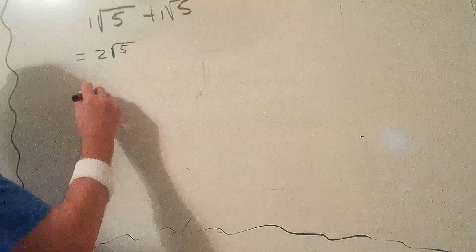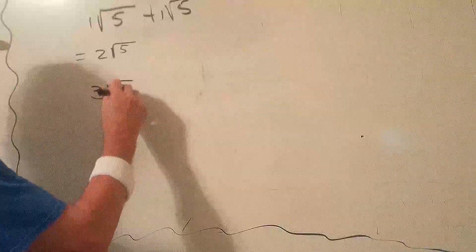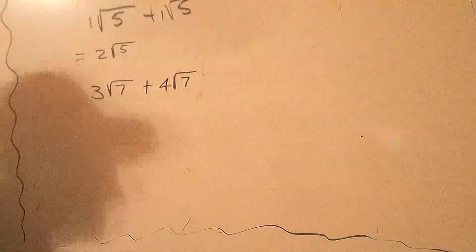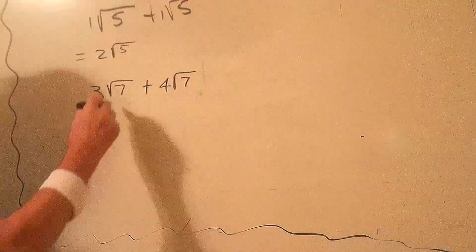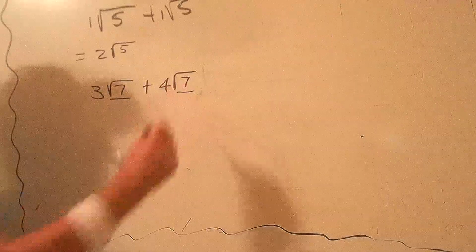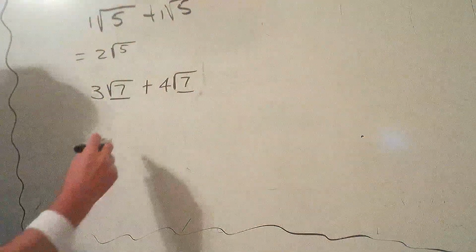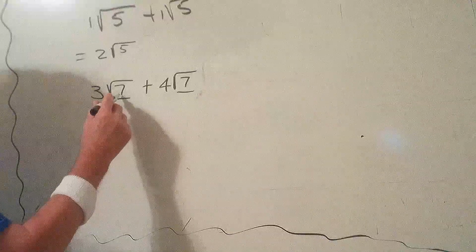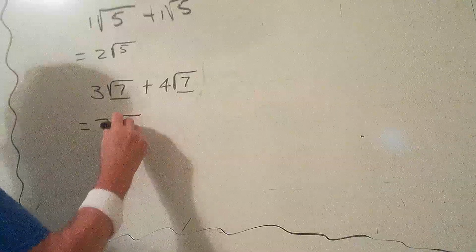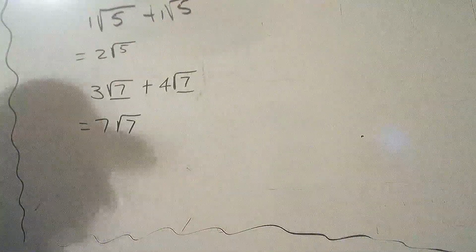If we have 3 times the square root of 7 plus 4 times the square root of 7, are these like terms? Yes. We have the square root of 7 and the square root of 7. Now, everything here has to be the same. If it's not, then they're not like terms. Okay, so we have 3 square roots of 7 and 4 square roots of 7. That is 7 square roots of 7. Isn't that clever? Okay?